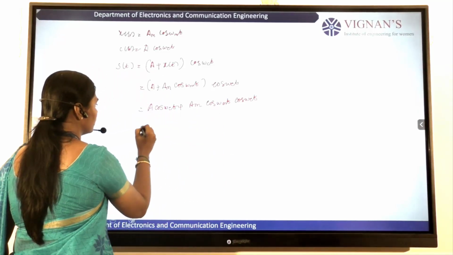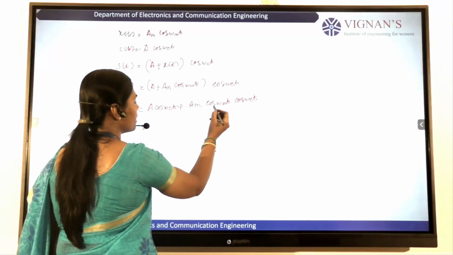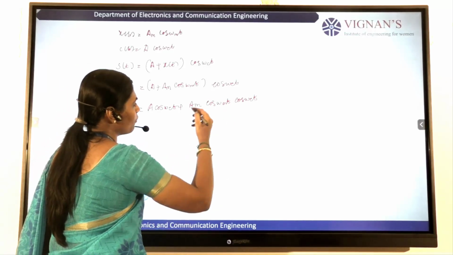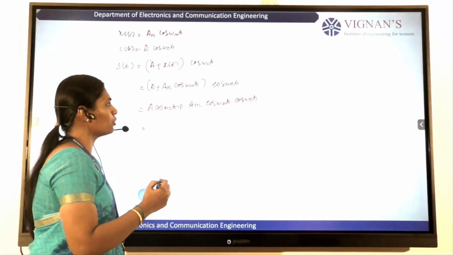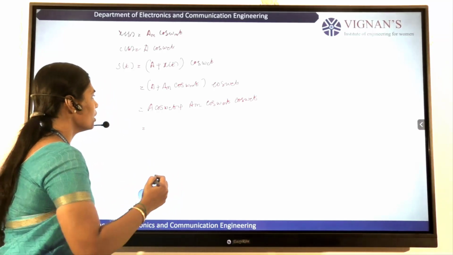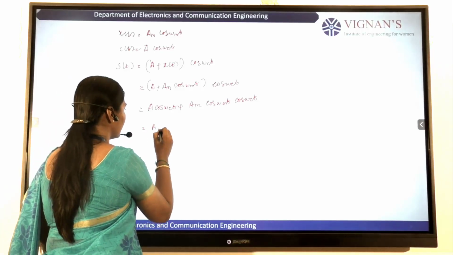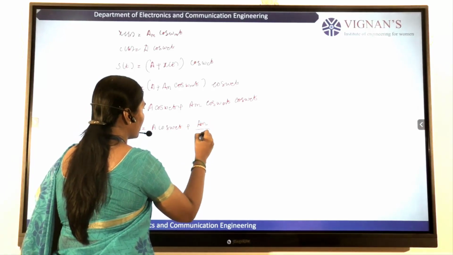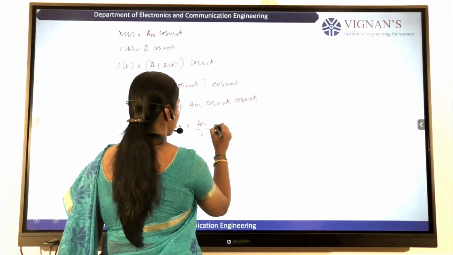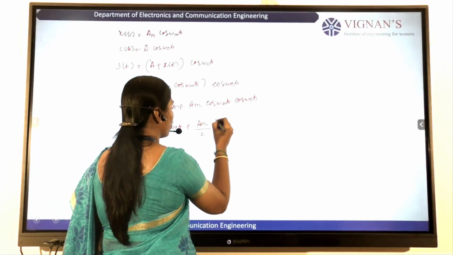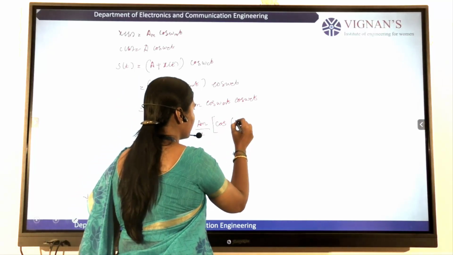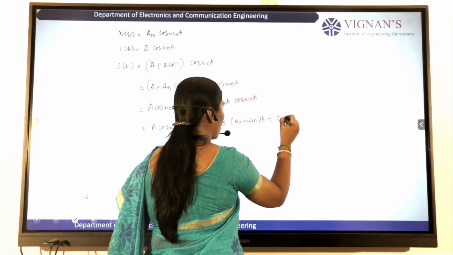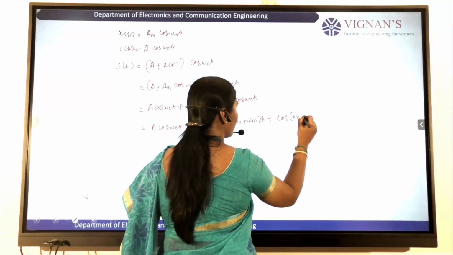So here it is in the form of cos A cos B. If I substitute the cos A cos B formula, it is equal to 1 by 2 of cos of A plus B plus cos of A minus B. So if I substitute that, I will get A cos omega c t plus Am by 2 cos of A plus B, that is omega c plus omega m, plus cos of A minus B, omega c minus omega m.